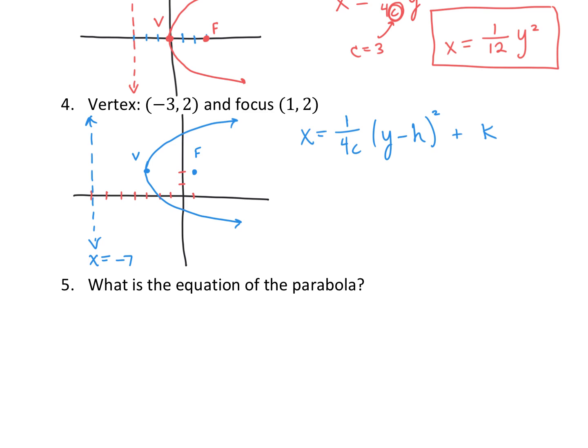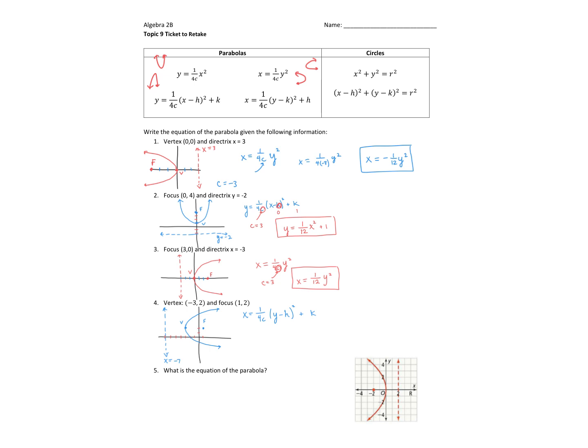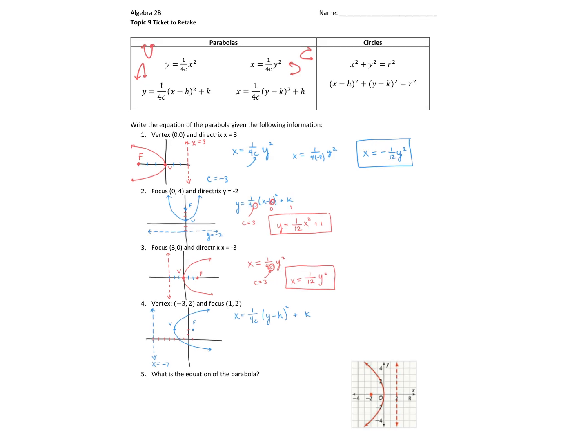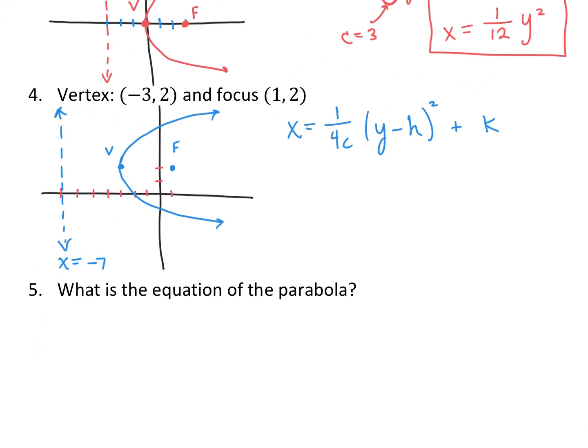Okay, so when your vertex shifts away from the origin and is opening left or right, notice how your x and your y's are switched. That means that these numbers are switched. I actually think it's the k first. Oops. Yeah, so right here, see how it's y minus k and then h. So sorry, I'm going to erase it and fix that. All right, so y minus k squared plus h.